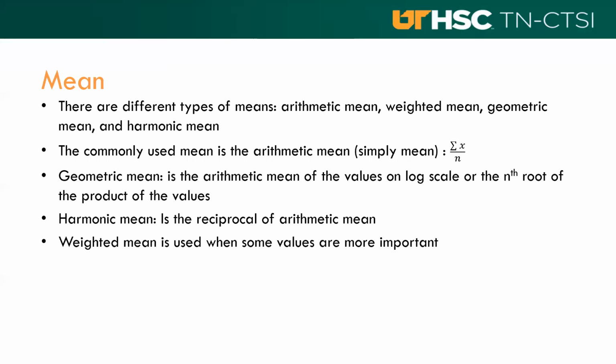And the weighted mean is used when some values are more important than others, and so we will multiply by the weight given for each individual, and then divide it by the total weight, and that gives us the weighted mean for the observations.